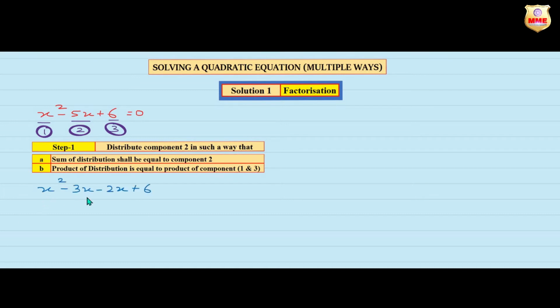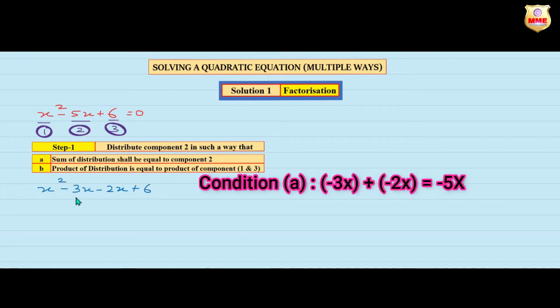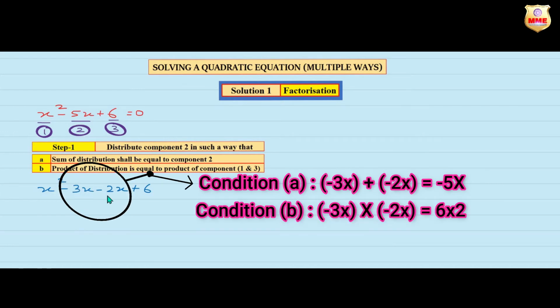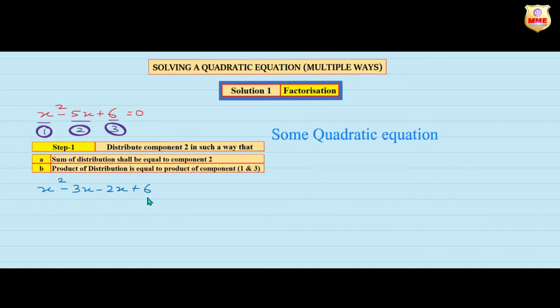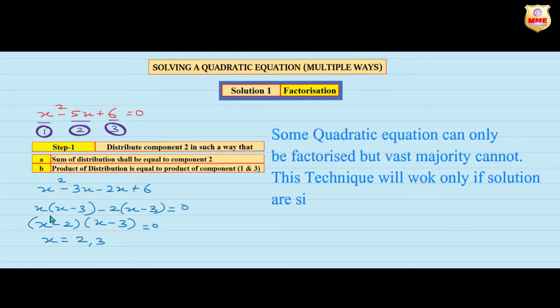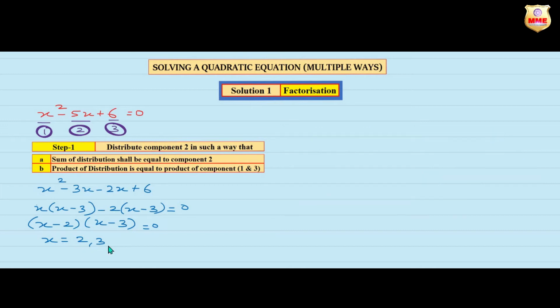So you can see here we have distributed the component 2 in such a way that the sum of these will be equal to the component 2 and the product of these will be equal to the product of component 1 and component 3. So as you can see here, I have further solved this problem, and that is in the first two components we have taken the x as a common factor, and in the next two components we have taken 2 as a common factor. And further on solving we get the value of x equal to 2 and 3.